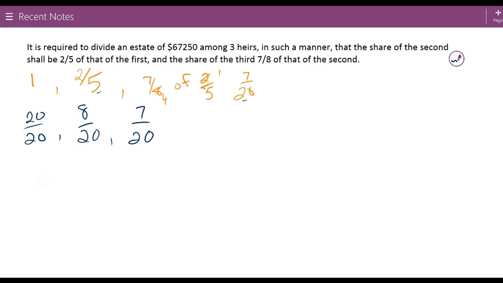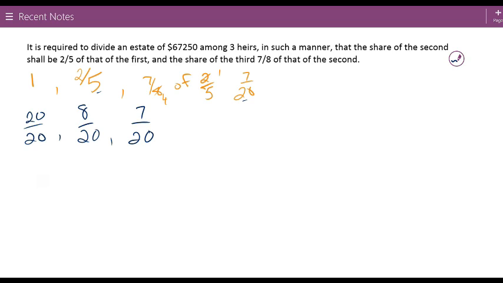Now, these are their relative shares to each other, not the actual value of their shares. So we look at the first person, and they're getting 20 shares. The second person is getting 8 shares, and the last person is getting 7 shares. For the moment, we're going to disregard the denominator, because we just wanted to compare how many shares each person is getting, because there aren't actually 20 shares. If there were 20 shares, that first person would have the entire estate.